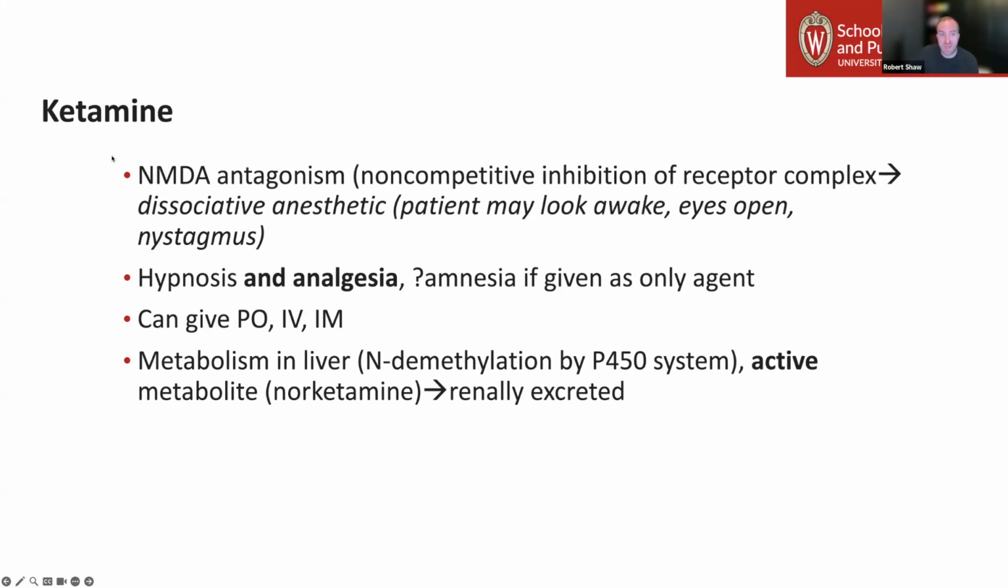Okay, so someone mentioned ketamine. So ketamine acts on a different receptor than GABA. Ketamine acts on the NMDA receptor and it antagonizes the receptor by non-competitive inhibition of the complex. The term that is always associated with ketamine is that it is a dissociative anesthetic.